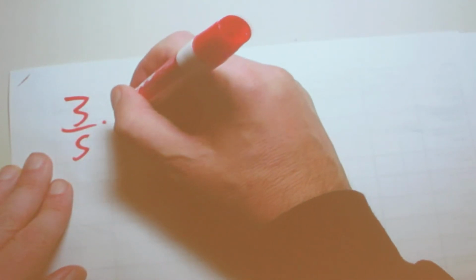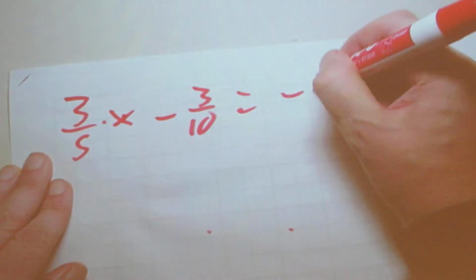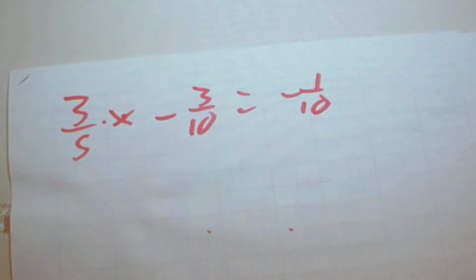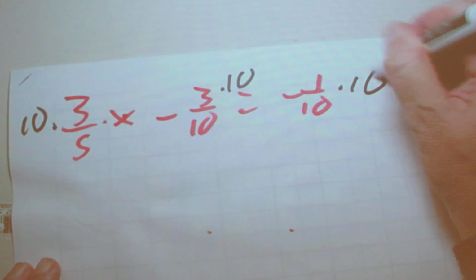This one is another fraction problem. 3 over 5 x minus 3 over 10 equals negative 1 over 10. Now this one, it will be better for you to just go ahead and get rid of the fractions. So the least common denominator is 10. So I'm going to multiply this by 10, this by 10, this by 10.